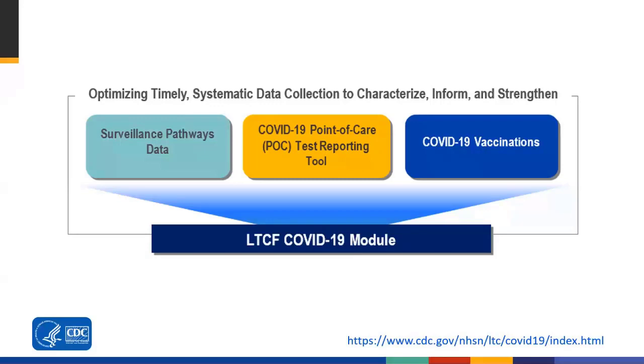The COVID-19 point of care test reporting tool was also added to the module in late October of 2020. And this provides a platform for facilities to report COVID-19 point of care test results. Facilities are also able to report resident and staff COVID-19 vaccinations through NHSN using the vaccination modules that are present under the COVID-19 tab within NHSN. These modules are separate from the surveillance pathways and are specific to vaccination status for resident and healthcare personnel. I'll show you where you can find that information later on in the presentation.